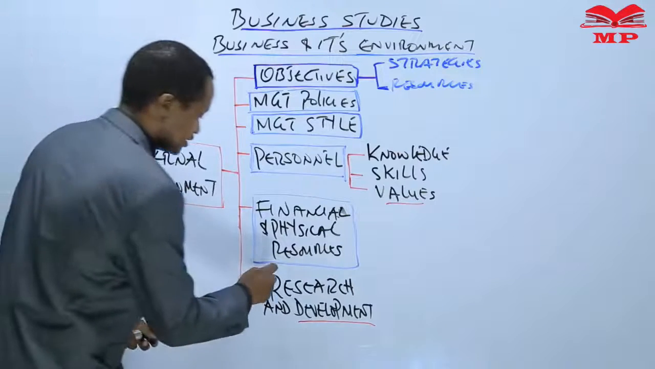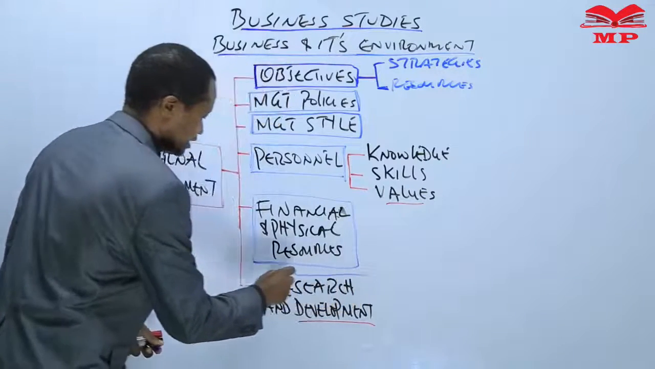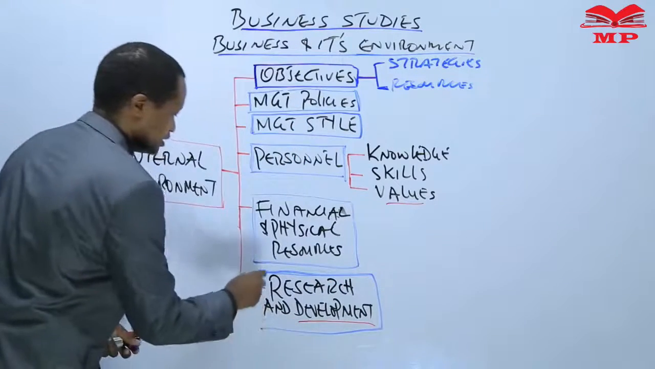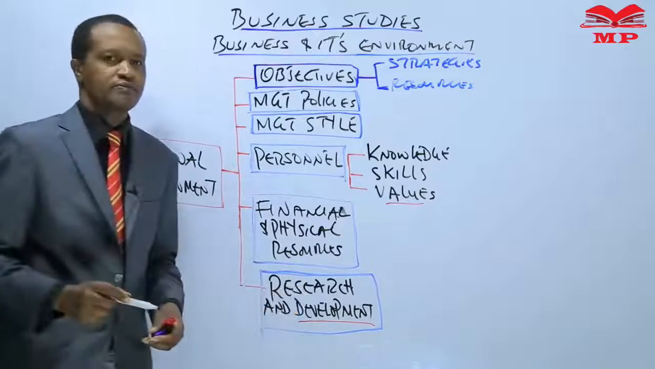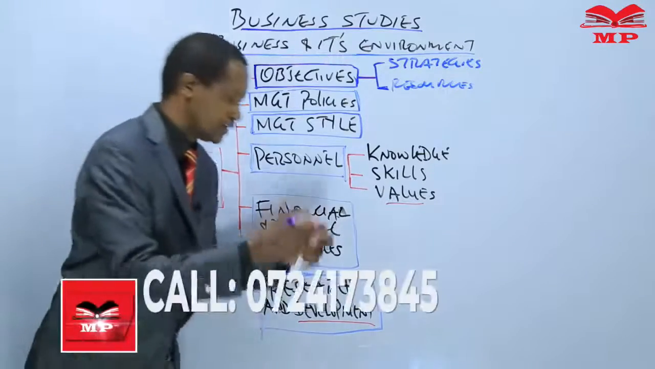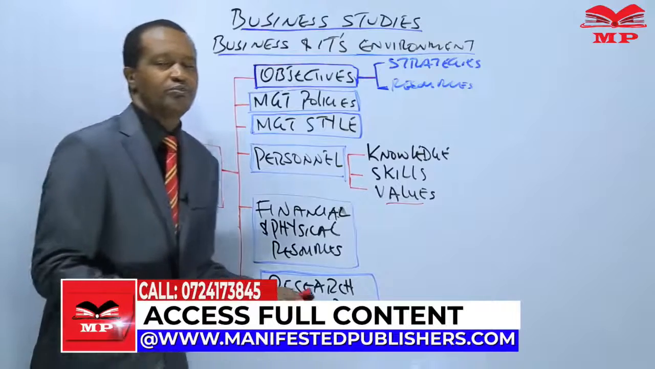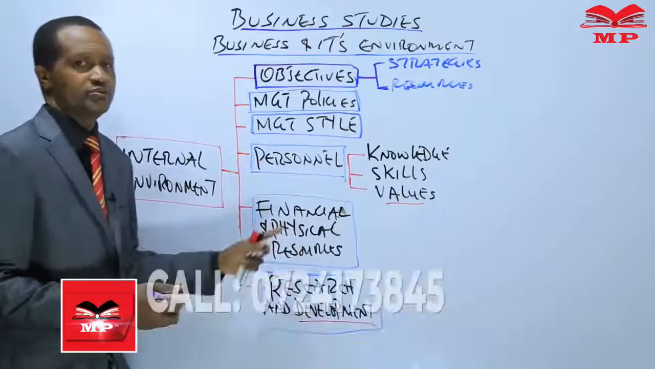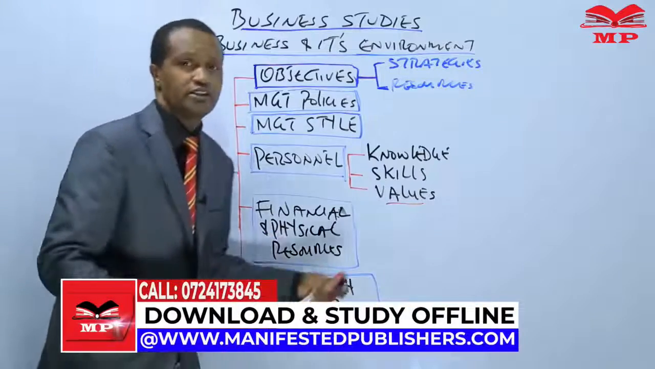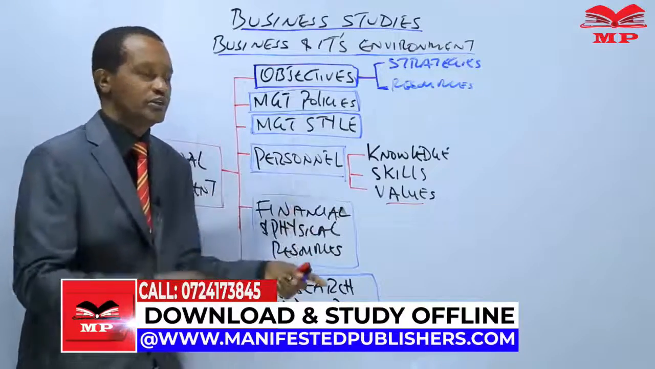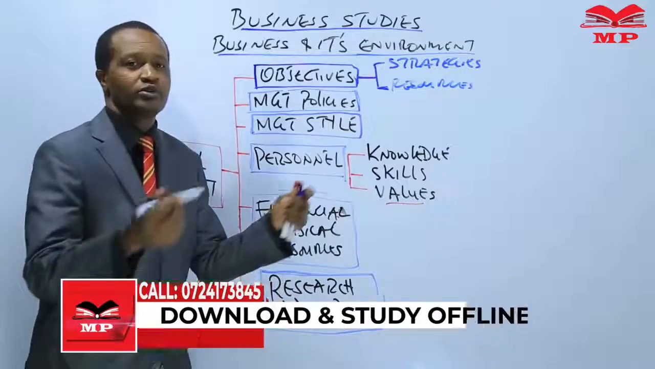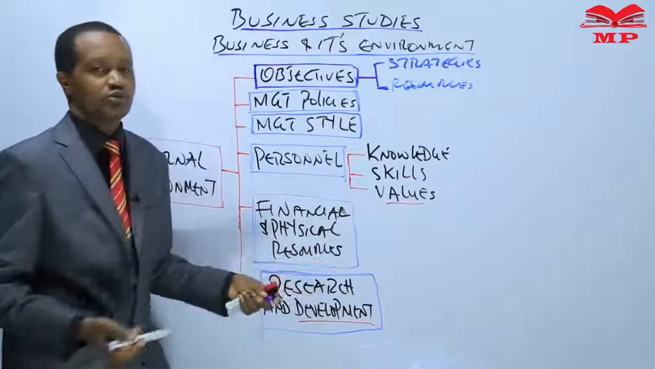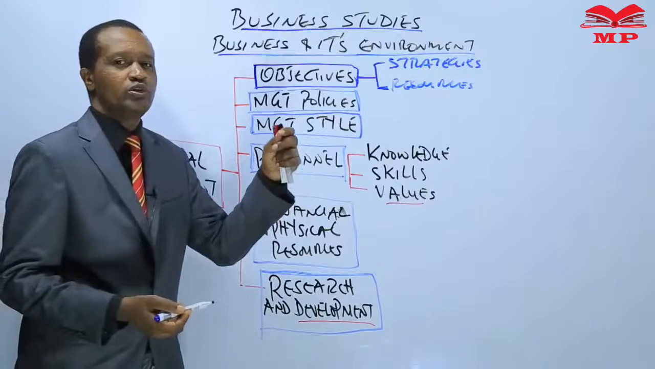Then lastly, we discussed research and development as an internal factor. We said it is a very important factor. For a business to succeed, research and development is very important because research generates new ideas, generates new skills. The business through research can come up with better methods of doing things, of producing new products and so on.